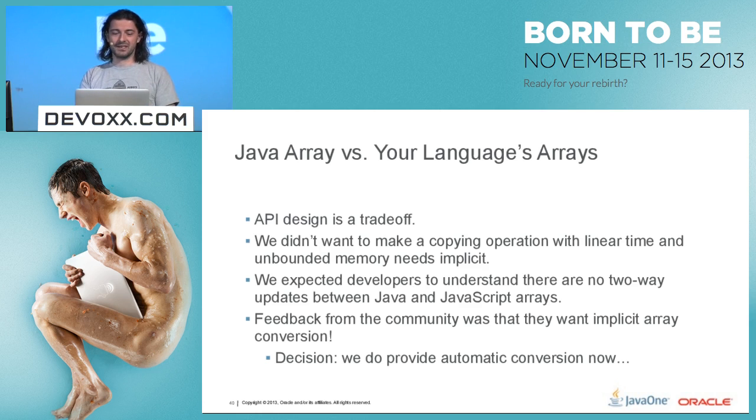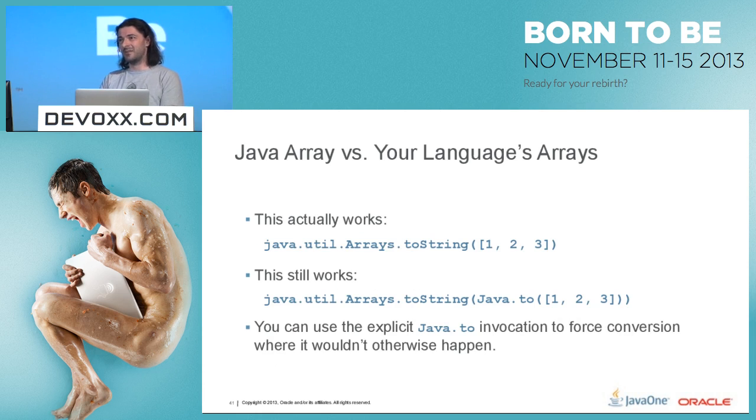But it turns out that API design is always a trade-off, and we did this, and then people started using Nashorn in anger. They were porting various kinds of server-side frameworks and so on, and they got caught up on this really badly. They said, well, I know that I'm passing something to a Java API that expects an array. Why the hell are you not converting this automatically? And I tried to reason, well, it's dangerous, linear time, linear space, and they said, no, we want this to work automatically, so it now does, for better or worse. So we changed the decision. We do provide automatic conversion now.